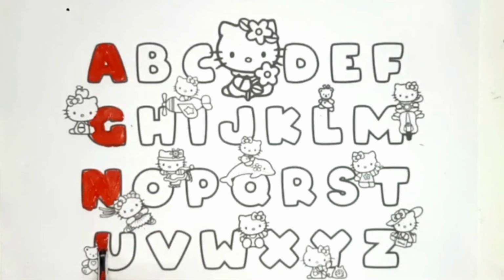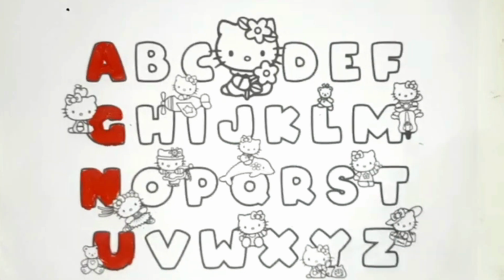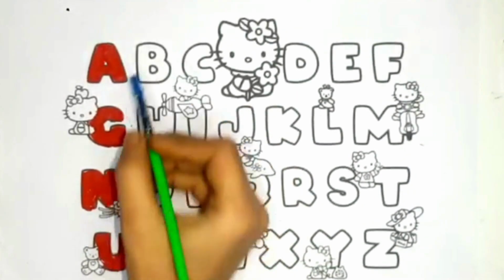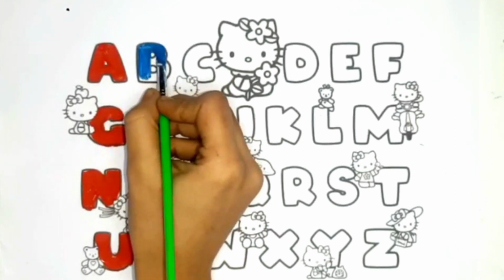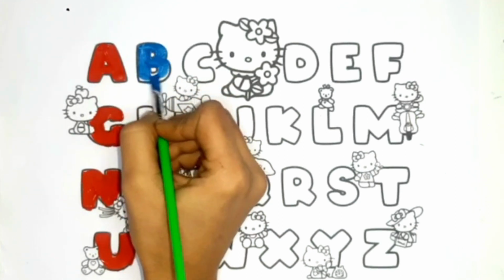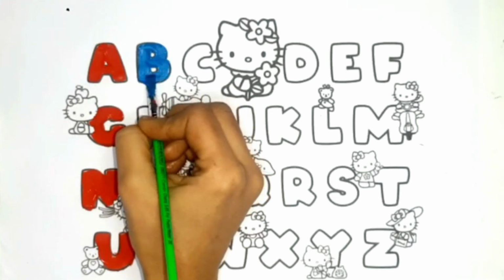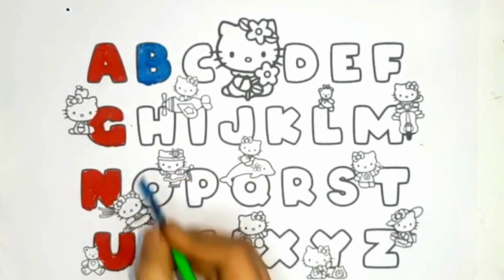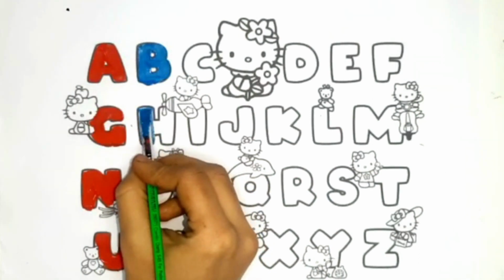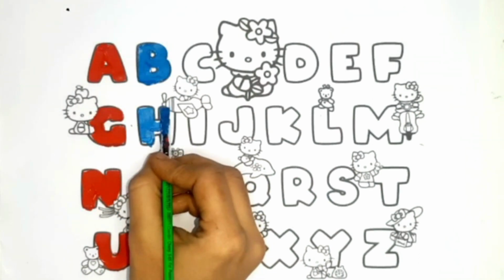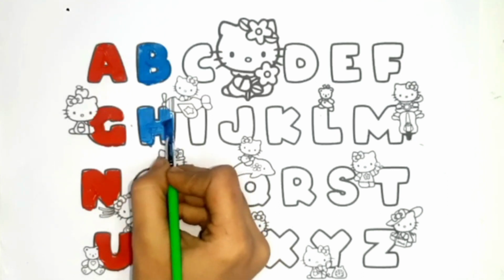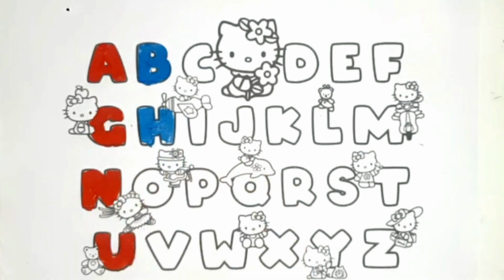Letter U. U for umbrella. Sky blue color. Letter B. B for ball. Letter H. H for hat.